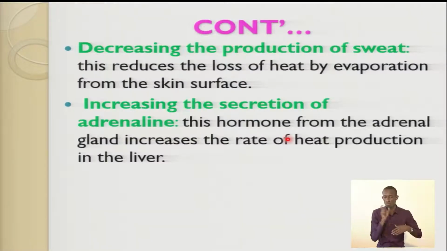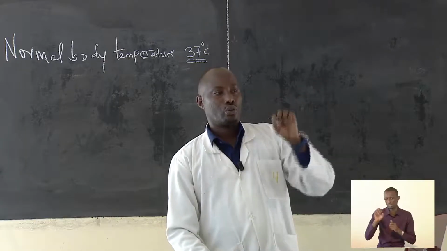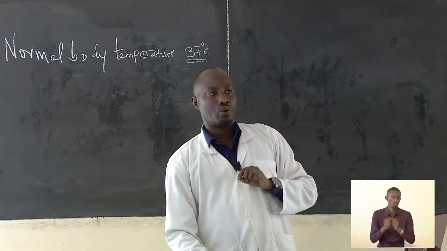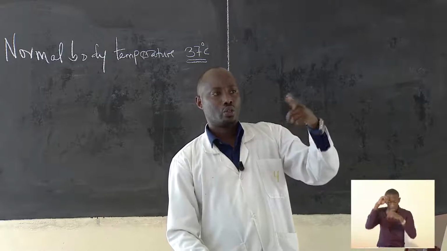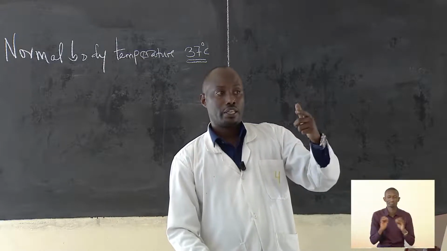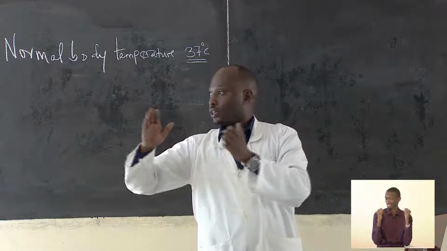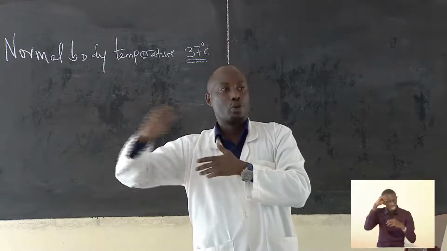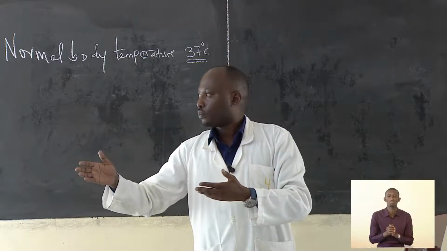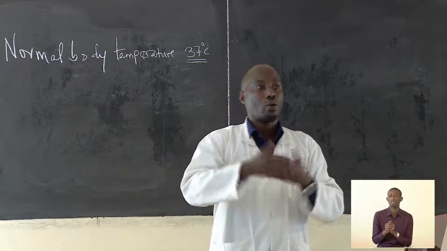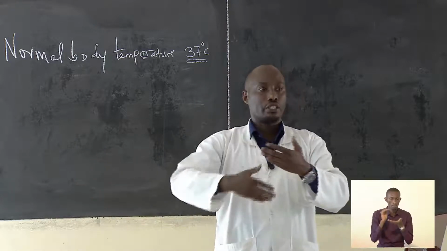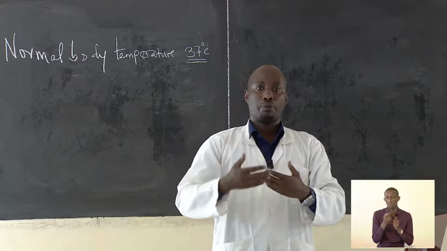Let's talk about decrease of the production of sweat. When the temperature is very low, you don't sweat. Remember, when it is too cold, what happens? You don't sweat, which means there is a suppression, a stopping of sweating, a decrease in the production of sweat. That is one way of increasing the body temperature when the temperature is very low.